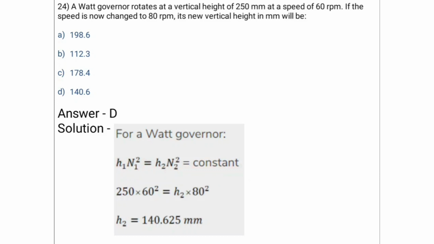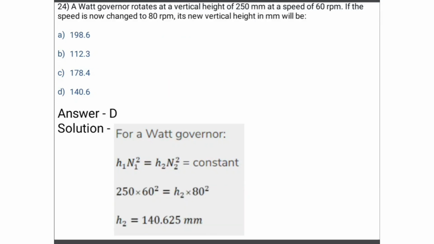What is h1? h1 is 250 mm, n1 is the rotational speed 60 rpm. The square of 60 is equal to h2, the unknown parameter, into 80 square. The change in speed is given, and the only unknown is h2 over here, and you will get the required solution in mm, that is 140.625, and option number D is the right option for that.